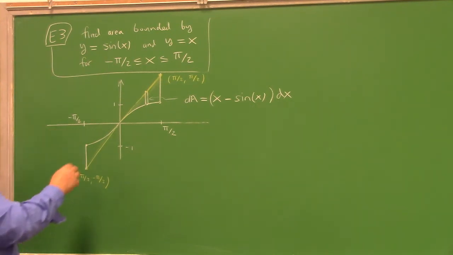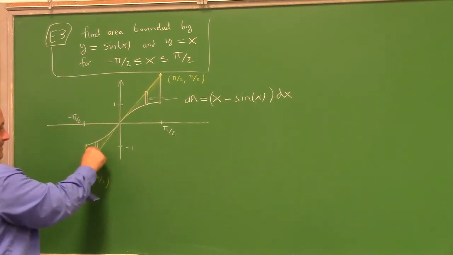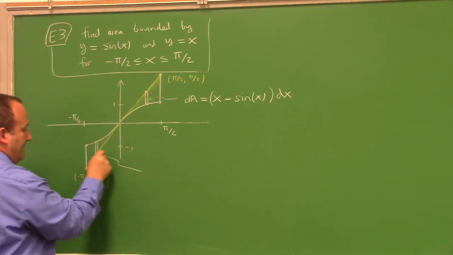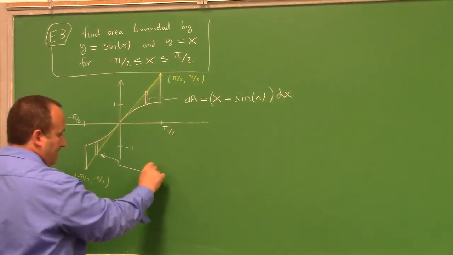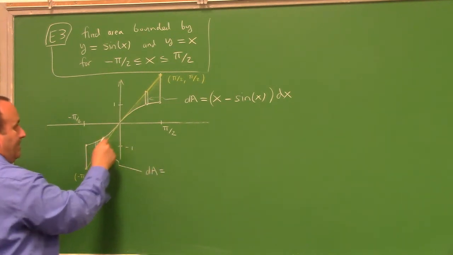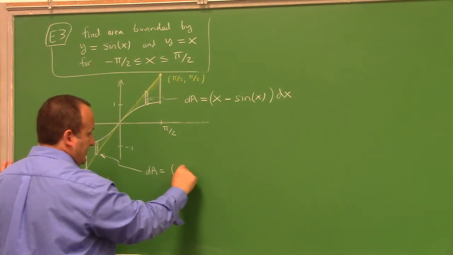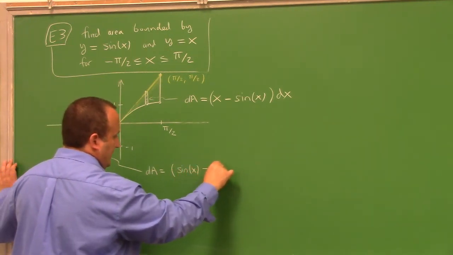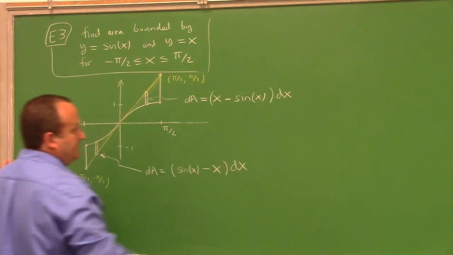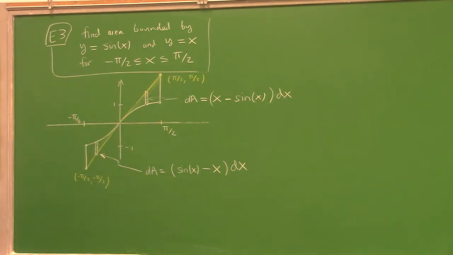But how about the flip side? Over here, dA is what? It's the other way around. It's sine x minus x dx. So for this kind of problem, where you have different cases, you have to break the integral up. You have to do a continuous sum over each of the cases and add them together. That's the way you would approach this sort of problem.